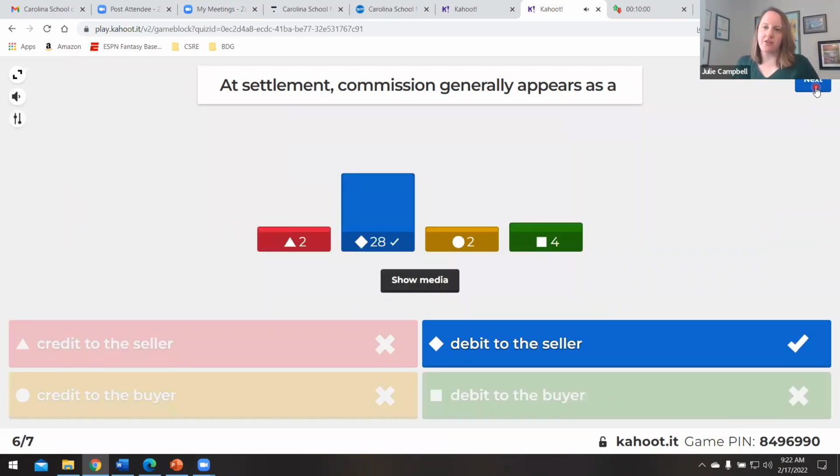At settlement, commission is a debit to the seller. Seller is typically responsible for commission. Remember CDE, commission, deed preparation fee, and excise tax. So typically, the seller is responsible for commission, which means it'll be a debit to the seller. Questions on this one?